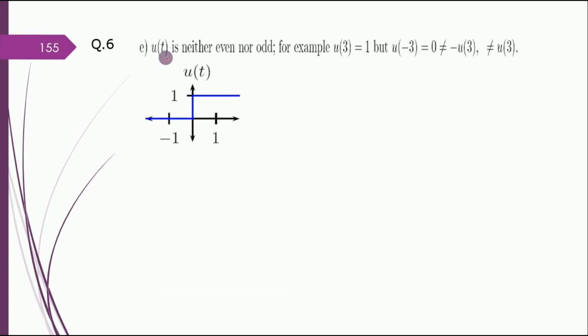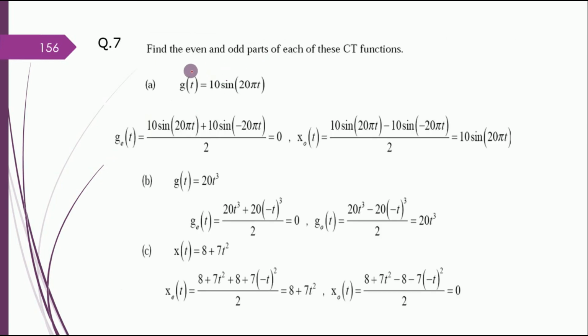Similarly, you can try for u of t, whether it is even or odd. So u of t is like this. It is neither symmetrical nor anti-symmetrical. Hence, it is neither odd nor even. Remember this. U of t is neither odd nor even. It is a 1 mark question.